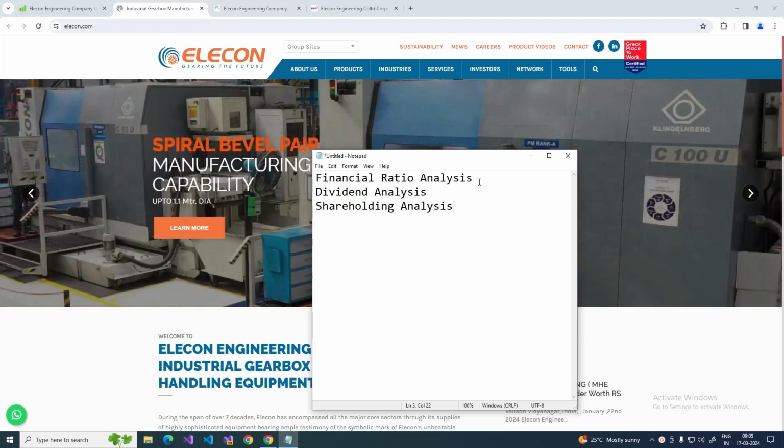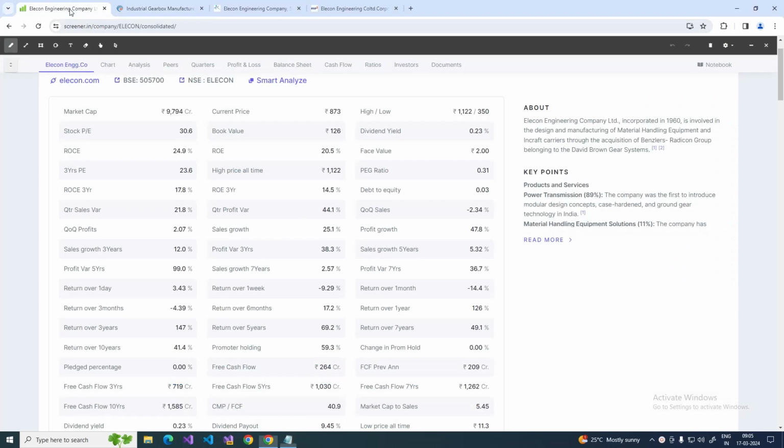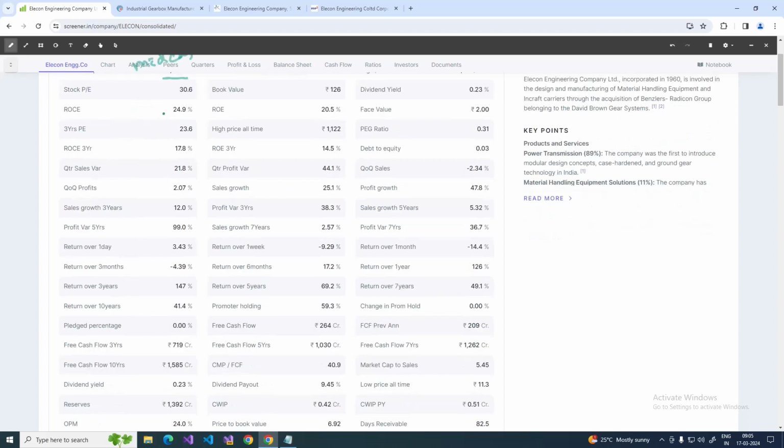Here we will discuss financial ratios analysis. For that purpose, we open Screener. Current market cap of Elecon Engineering is 9,794 crores. That means this is a mid cap company. First we will see ROCE. So ROCE 3 years is 17.8% and ROCE of current year is 24.9%. It's improved. This is a positive sign.